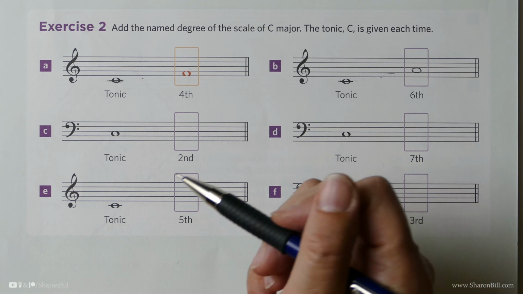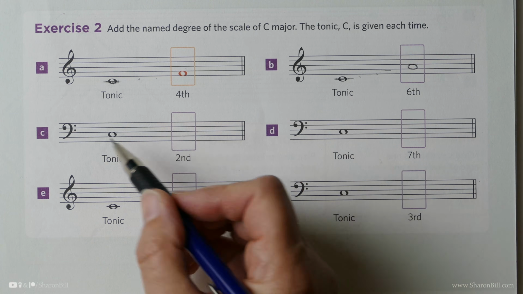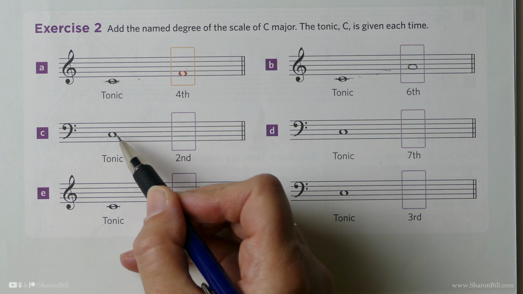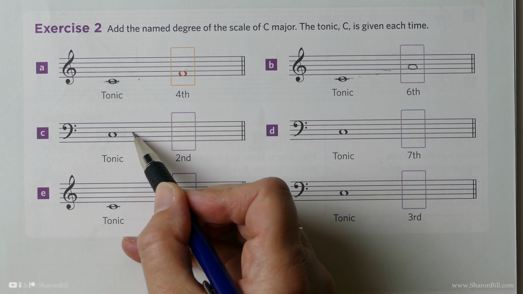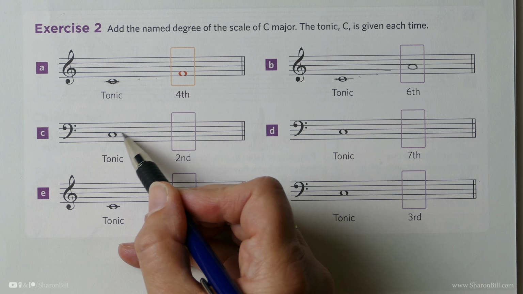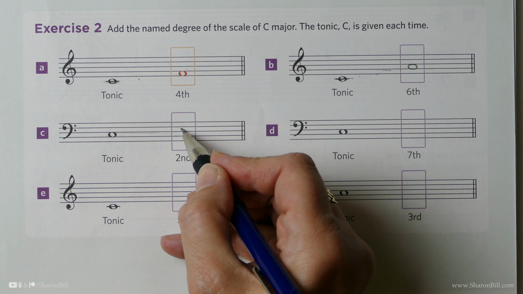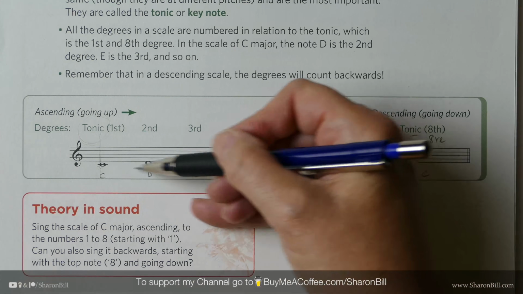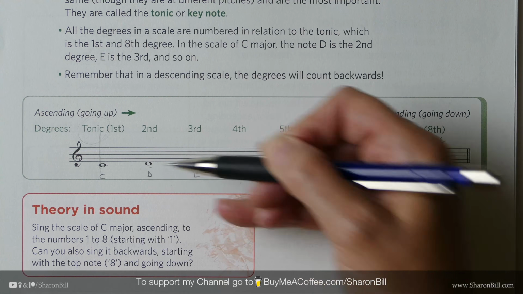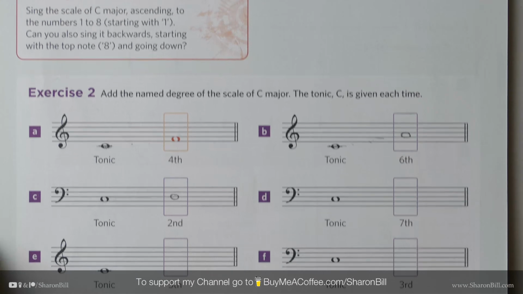I'm hoping you've had a go of those, so let's try this together. We're in the bass clef, starting on C in the bass clef. So if that is note 1, note 2 is next door to that, space line, C, D. And we can double check that. We can see that D is the 2nd degree of the scale, the 2nd step of the scale.